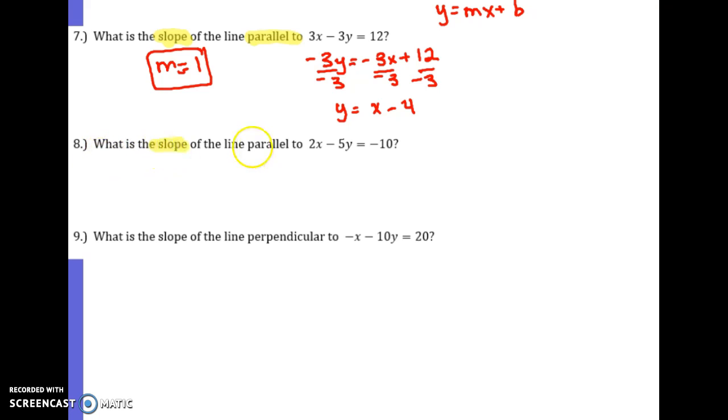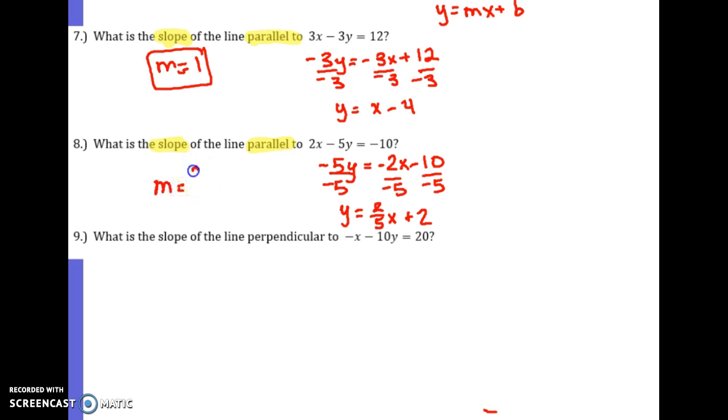Again, we're finding the slope of the line parallel to this one right here. This might be a good place to stop the video and try it yourself, and then just resume it when you finish. Okay, so when you finished it, you should have seen, let's solve for y. So we get -5y is equal to -2x minus 10, and then we divide everything by -5. So in slope-intercept form, y is going to be equal to 2/5 x plus 2. So our slope is going to be, because it's parallel, the same. So our answer for the line that's parallel would just be the slope is 2/5.